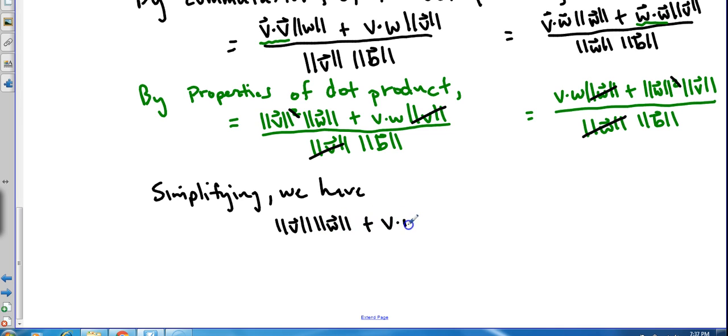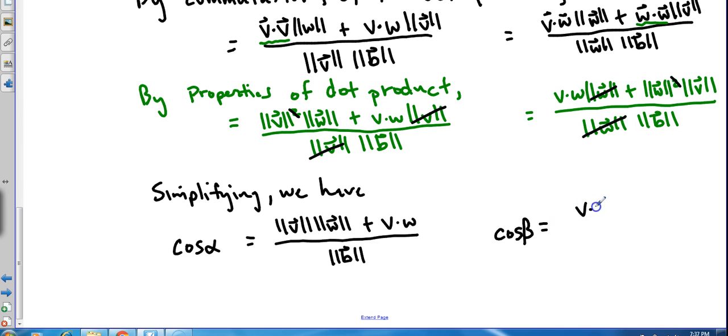Thus, b equal to the magnitude of w, remember, this is what we started with and defined b as, plus the magnitude of v times w, is the angle bisector of vectors v and w.